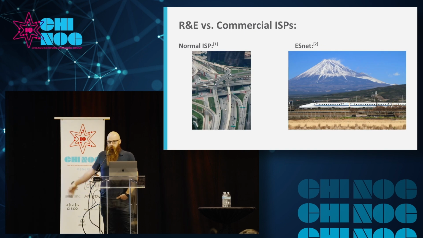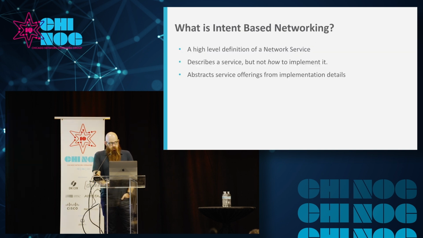So a normal ISP, you've got a lot of small packets on big highways, right? Usually it's more like a bunch of smaller flows destined for Netflix or CDNs or things of that sort. ESnet's a little bit different. We are more of a purpose-built, big fat pipe, elephant flow network. So we have different requirements from a lot of ISPs, even though we look like one. But we're here to talk about intent-based networking.